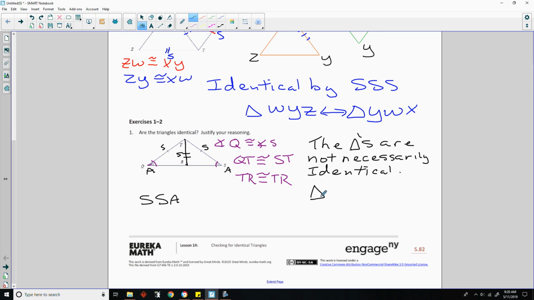There is a correspondence of triangle QRT. So if I name the first triangle QRT, there is a correspondence with the other triangle, and Q goes to S, R goes to itself, and T goes to itself. So triangle QRT corresponds to triangle SRT if it's just a flip over the side TR. But we can't say for sure that QR is congruent to RS and that these angles here are congruent. So we have to say the triangles are not necessarily identical.